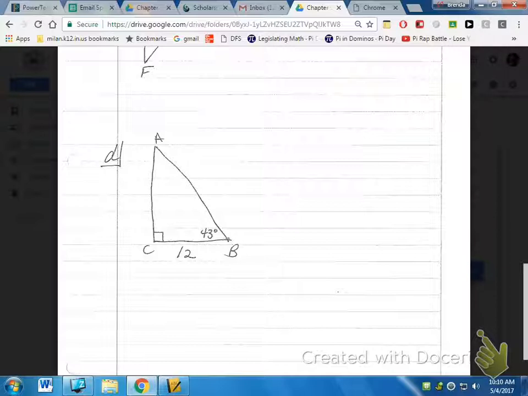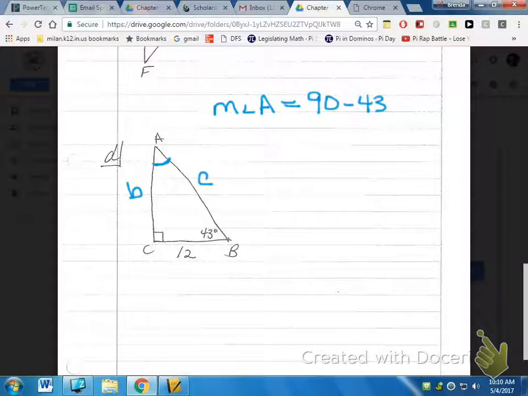So we are still going to be looking for little b and little c, and we need to find angle A. Angle A should be our first stop because it's the easiest. So we would say the measure of angle A is going to be 90 minus 43, which is 47 degrees for angle A. Now you're not going to use the 47 degrees to find the other things. You're going to stick with the B of 43 degrees and the 12. And you just got to see how everything's related.